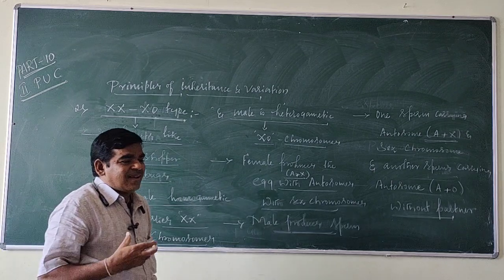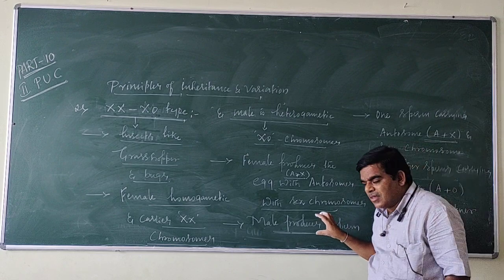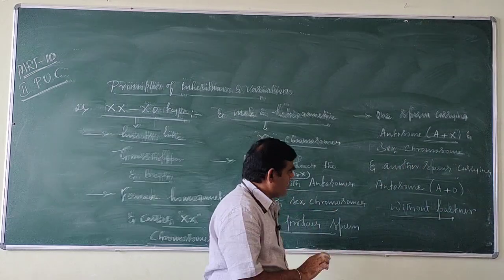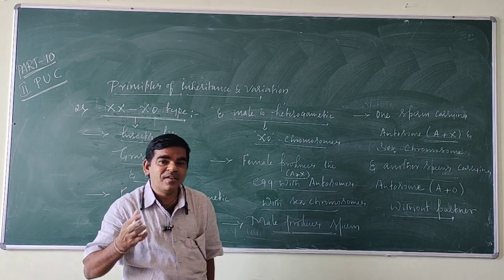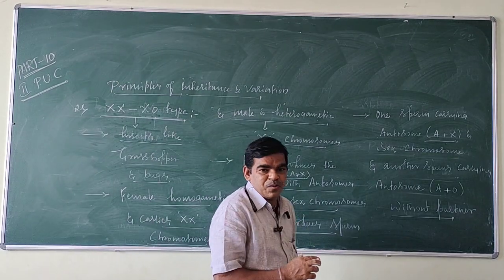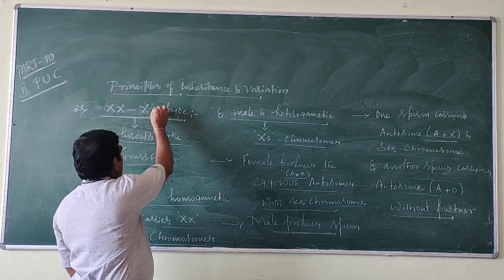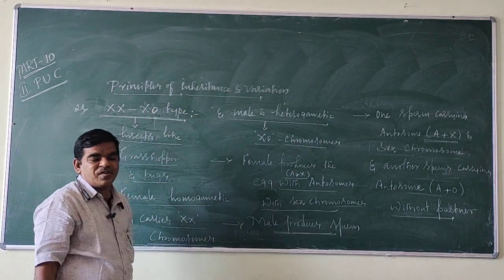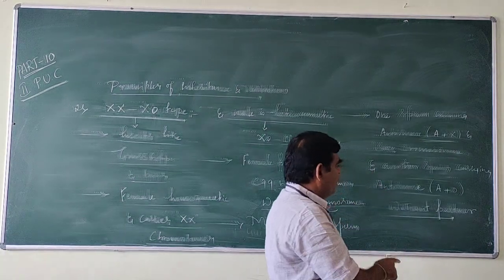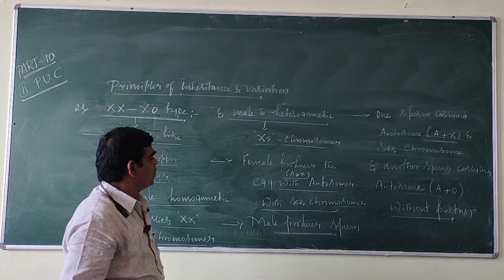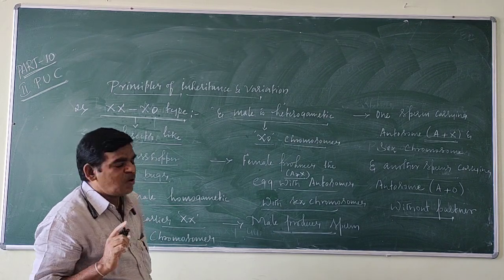Hence the sex of the offspring is determined by the sperms, whether the sperm contains an X chromosome. Clear? O means absence of a sex chromosome; one sex chromosome is absent. That's why the sex of the offspring mainly depends upon the sperms, whether they carry X or O, meaning without allosomes or sex chromosomes.